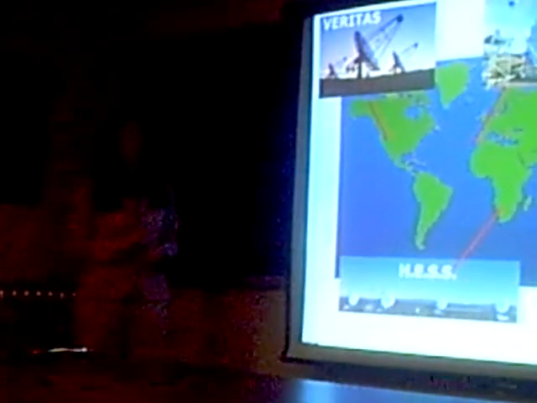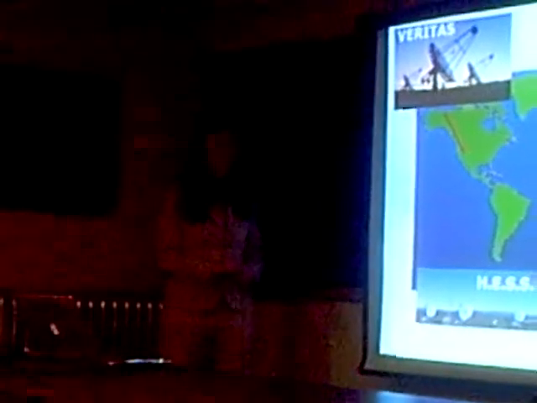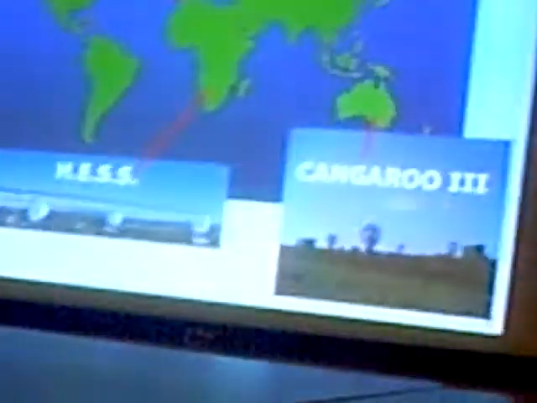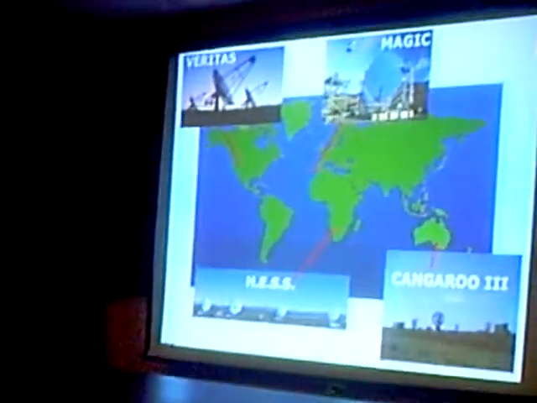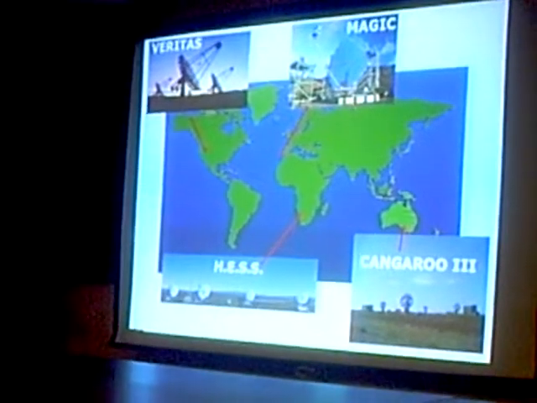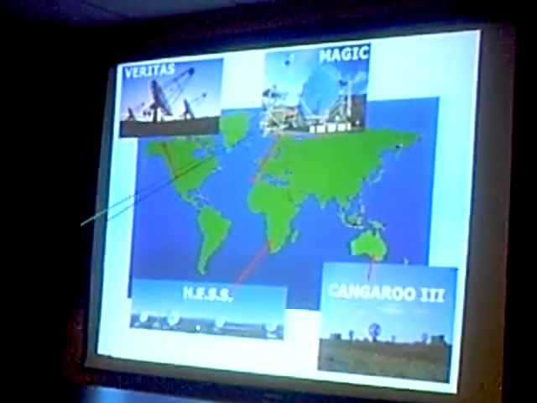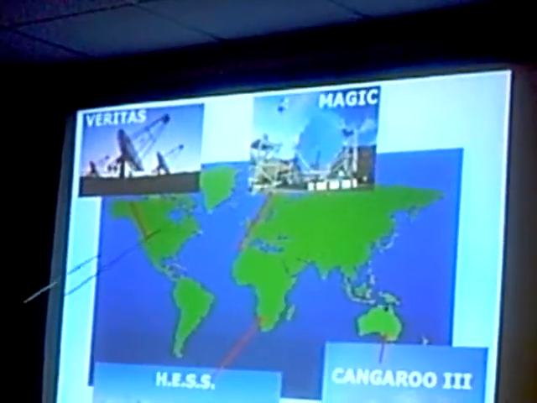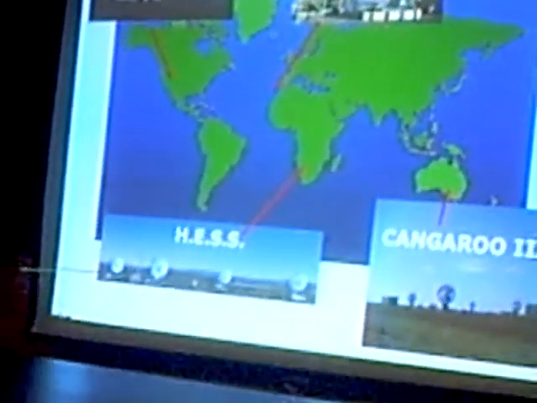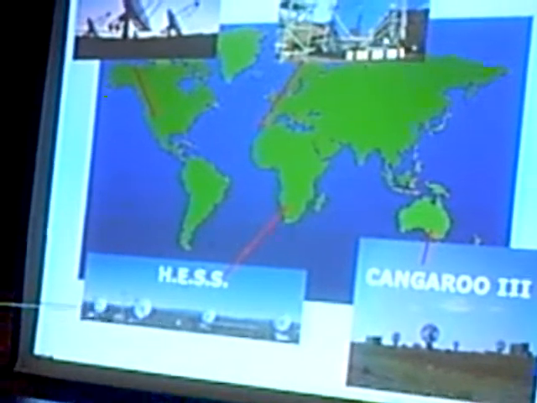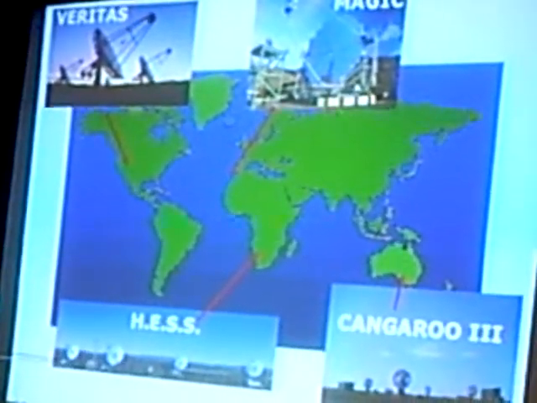Okay, so this is a great idea. So there are 4 operating on a kangaroo down in Australia. He's having some problems, so they're down at the moment. But MAGIC is actually a monolithic dish. It's 17 meters. HESS in Namibia and VERITAS are very, very similar. They're both 4 telescope arrays.